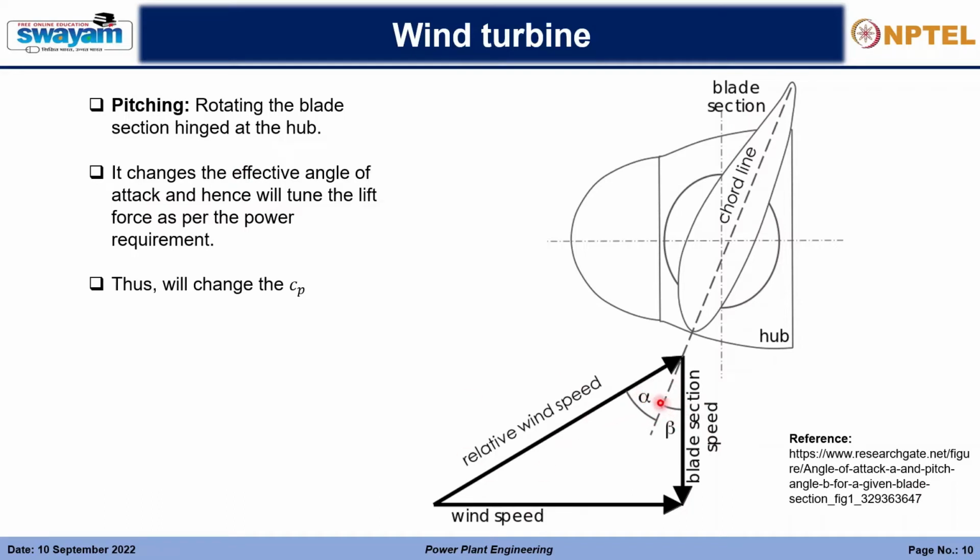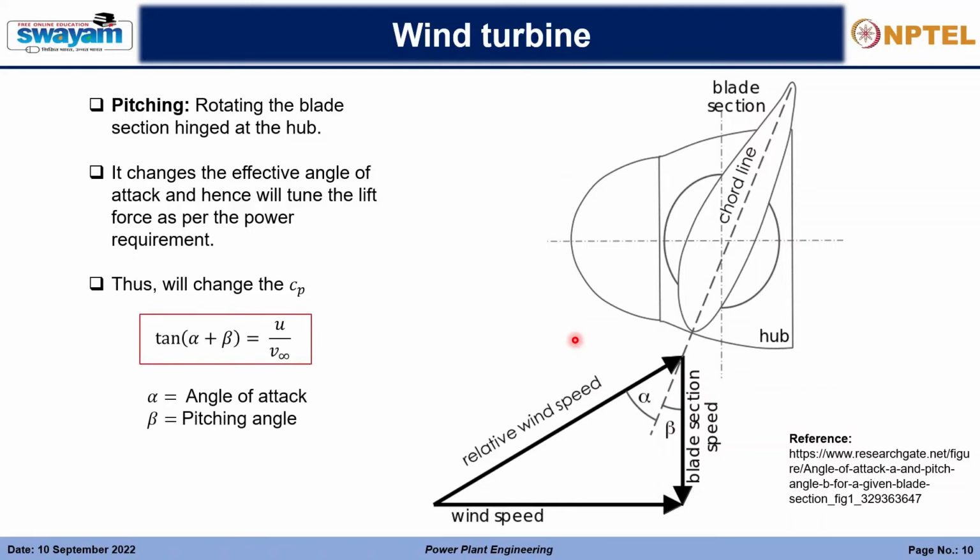So if we increase the beta, since the wind speed direction is constant, if we rotate it a little bit towards this direction, now the chord line is like this, so the angle of attack is now reduced, right? And since the angle of attack is reduced, it will give a different blade velocity, and with the different blade velocity we can attain the constant tip speed ratio. This is only done to attain a constant tip speed ratio, and that is called pitching. So these are two angles associated with pitching, and together we can see that tan of alpha plus beta equals u by v infinity, where alpha is the angle of attack and beta is the pitching angle.